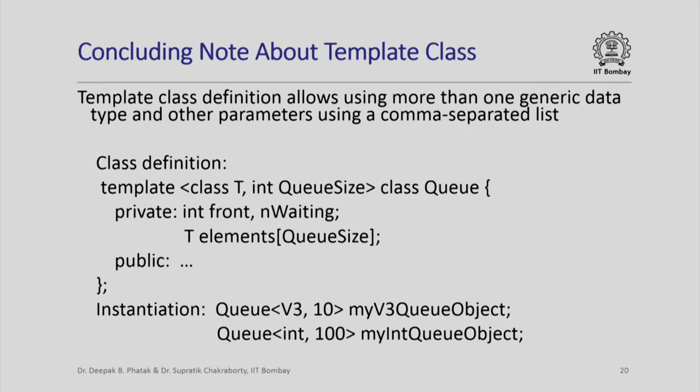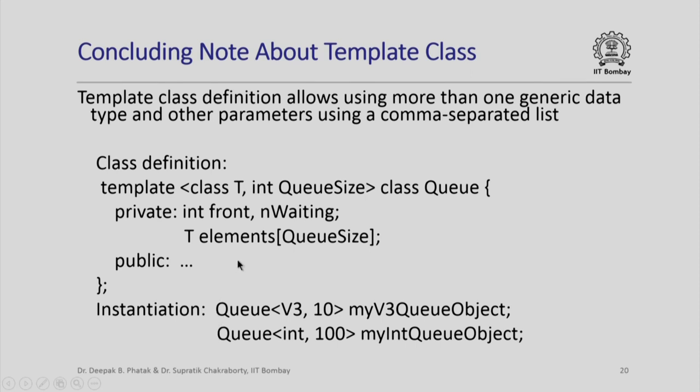Here is a concluding note about template classes. A template class definition not only allows you to use one generic data type, but you could use multiple generic data types, and you could also use other parameters using a comma separated list. So, for example, here is the same template class Q, where I have used a generic data type, class T, and I have also used an integer parameter called Q size. In the definition of the class, I can use this integer parameter, for example, to define the size of the array, where each element of the array is an object of the generic data type class T.